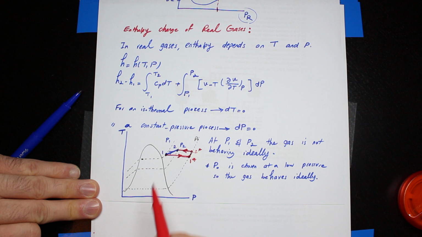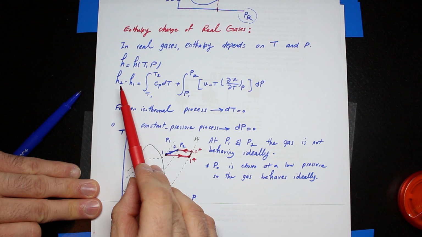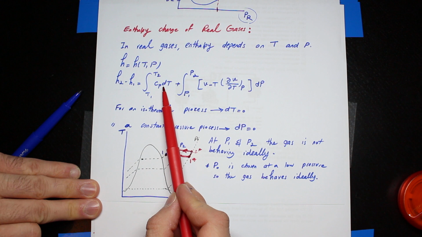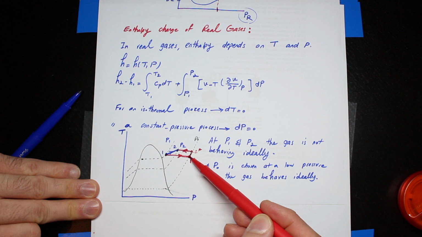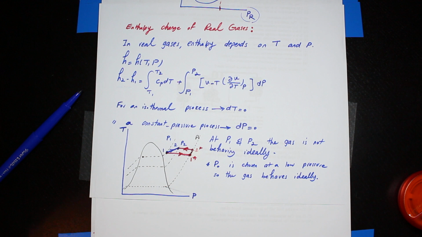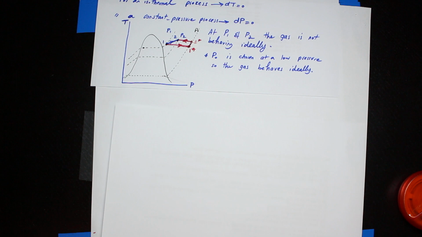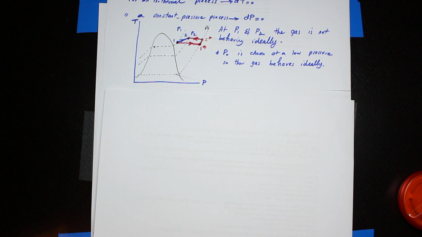I do that on purpose. The reason is that if I get into this equation, you will see that for two of these processes, my dT is equal to 0 because temperature is the vertical axis. And for the process from 1 star to 2 star, my dP is equal to 0. So I'm simplifying that. My next step is developing H2 minus H1.